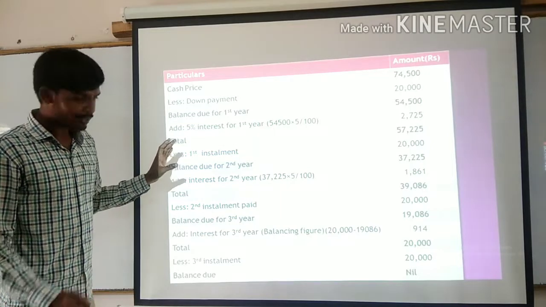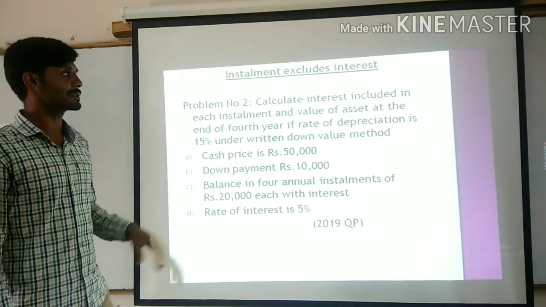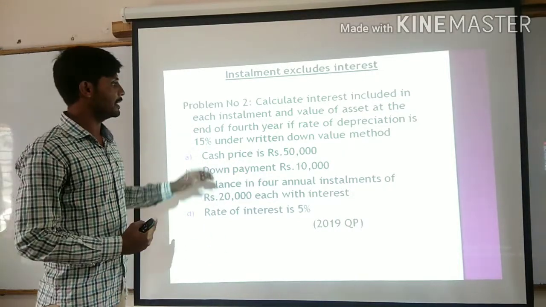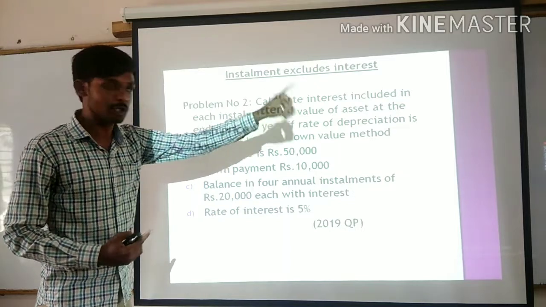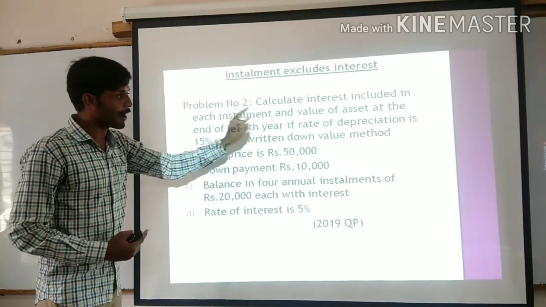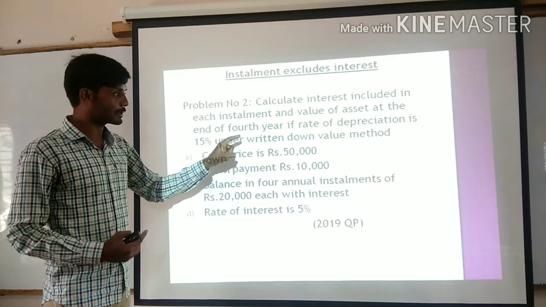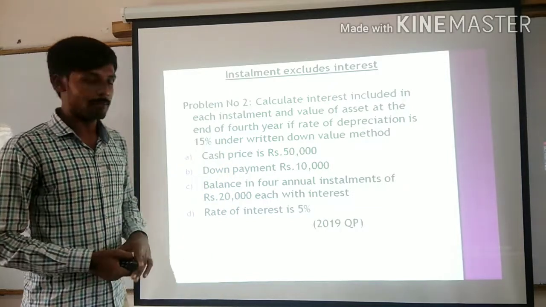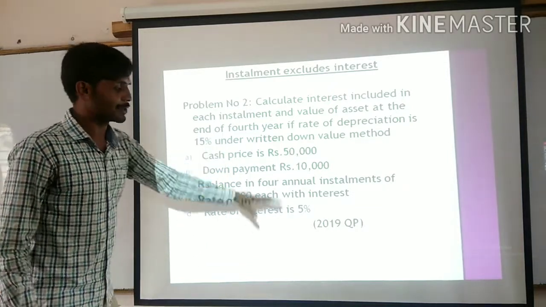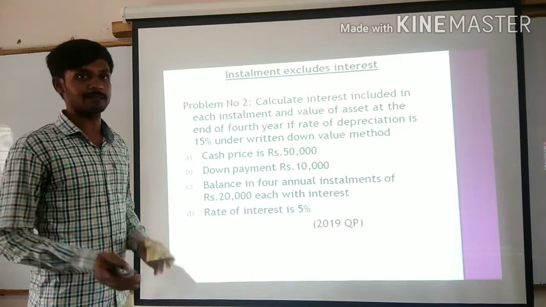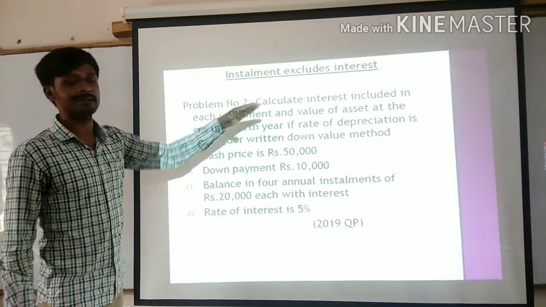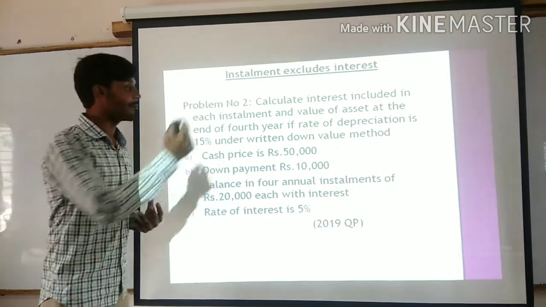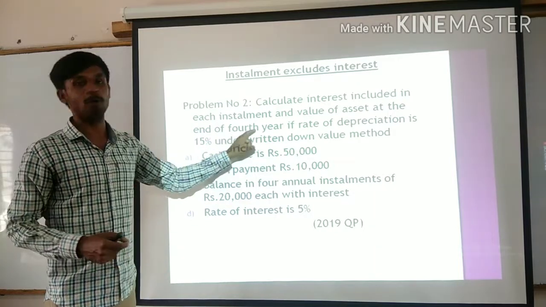So let us solve certain practical problems relating to when the installment excludes interest. Here you can see: calculate the interest included in each installment and the value of the asset at the end of the fourth year, if the rate of depreciation is 15% under the written down value method. This is the 2019 question paper problem which was asked in the previous year. What they are asking is that we just need to calculate the interest, and along with that, the value of the asset at the end of the fourth year.